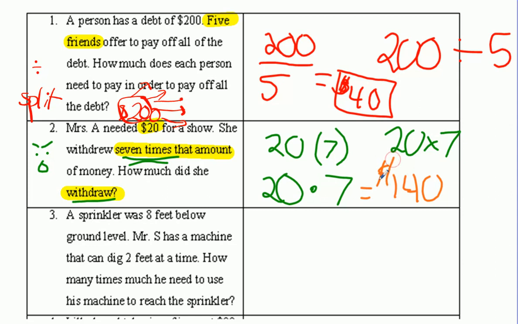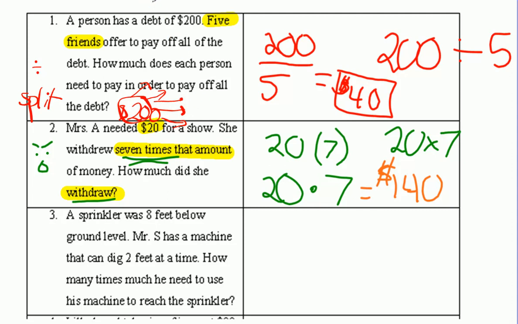Again, I didn't use negatives here. I know it says withdrew, but I wouldn't say she withdrew negative $140. That doesn't make sense. So the question is asking how much did she withdraw? She withdrew $140. That makes sense. If it said how much did her bank account change, then you might want to use the negative because her account went negative 140 or went down by 140.